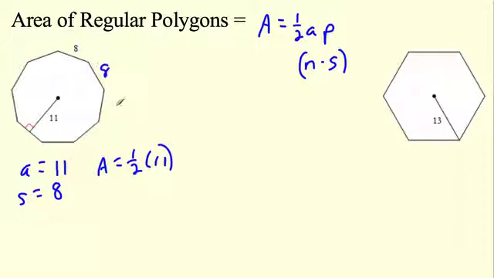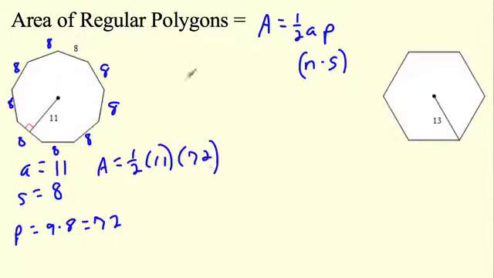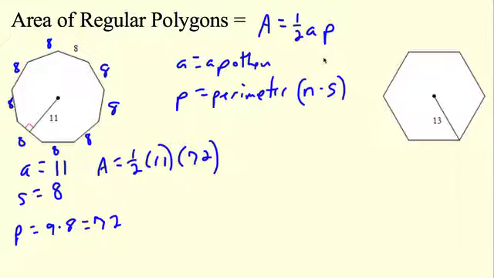Well, if that's 8, this is 8, this is 8, this is 8, 8, 8, 8, 8, 8. How many sides is this? 1, 2, 3, 4, 5, 6, 7, 8, 9. So I'm going to say my perimeter is 9 times 8, which is 72. And then I can plug that in as my last thing. So P is perimeter. So in my formula here, A is apothem, and P is perimeter. And if you want, you can think of your perimeter as the number of sides times the length of your sides.